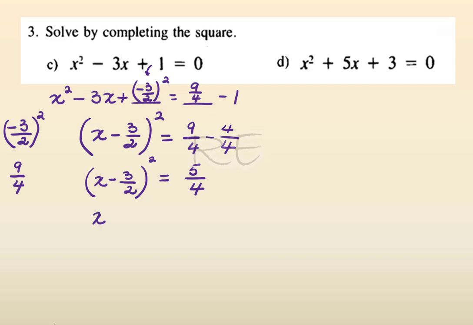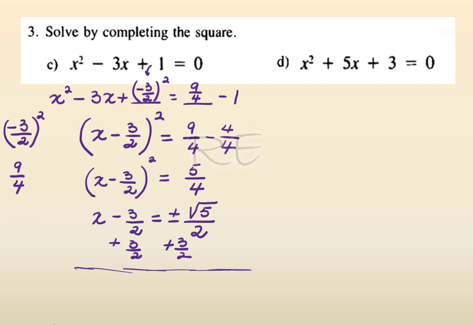5/4. Now taking the square root of both sides, we get x minus 3/2 is equal to plus or minus square root of 5 over square root of 4, which is 2. Then to isolate x, we will add 3/2 to both sides, and x is equal to 3 plus or minus square root of 5 over 2.